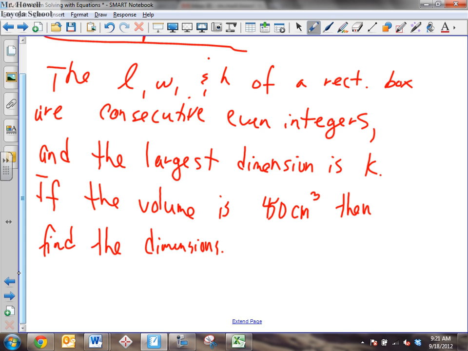Since K is the largest dimension, what's the next even number that's less than it? It's 2 less, right? Because 8, 6, 4, they go down by 2s. So if K is the largest dimension, we've got a K length, we've got a K minus 2, and a K minus 4. That's our first starting point.